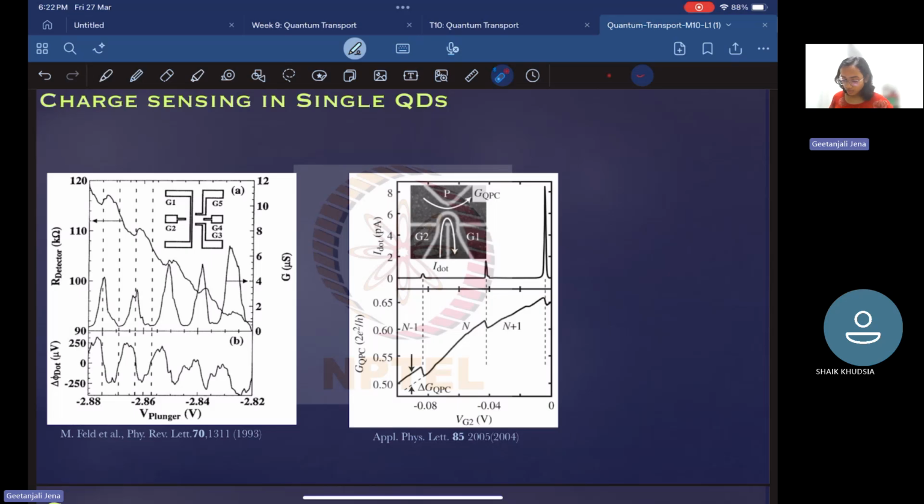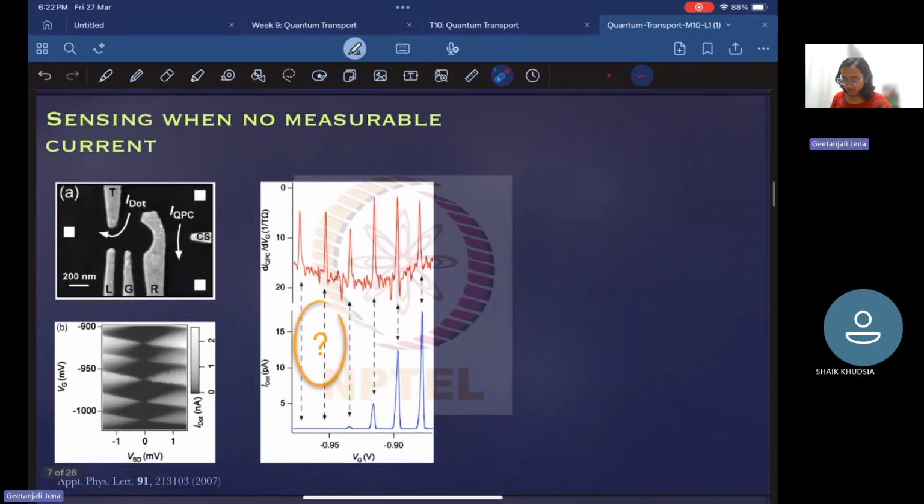Okay, so in the next one, it is the same thing, which I have also said before. So this is the sensing. I think there is a quantum dot region and there is a quantum point contact here.